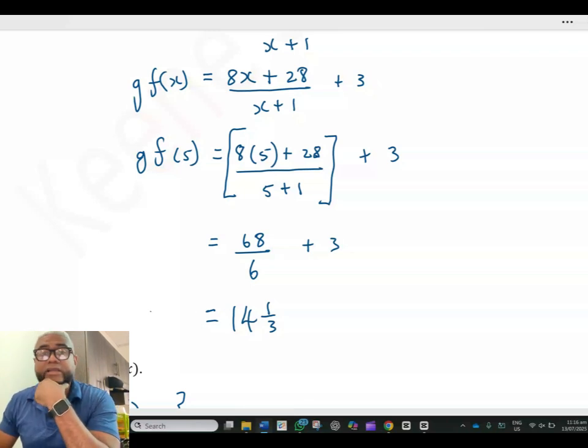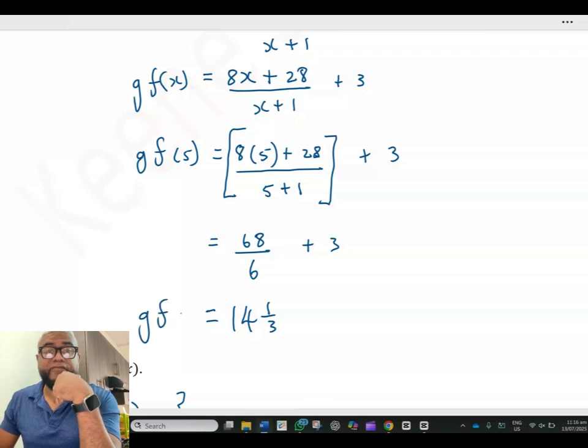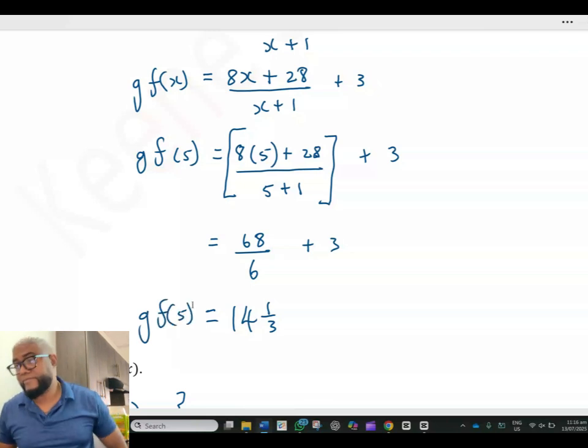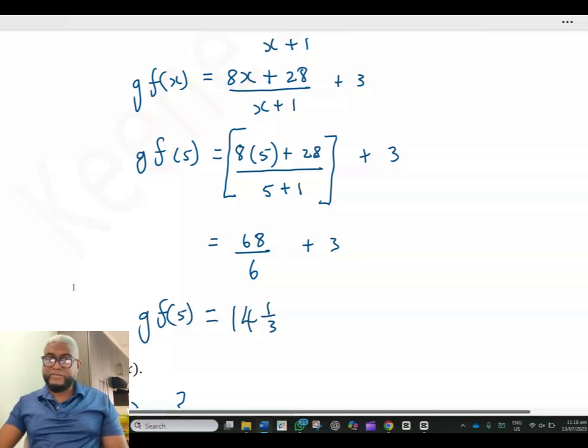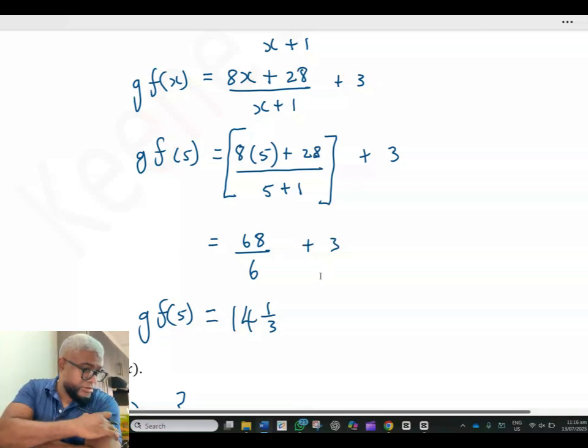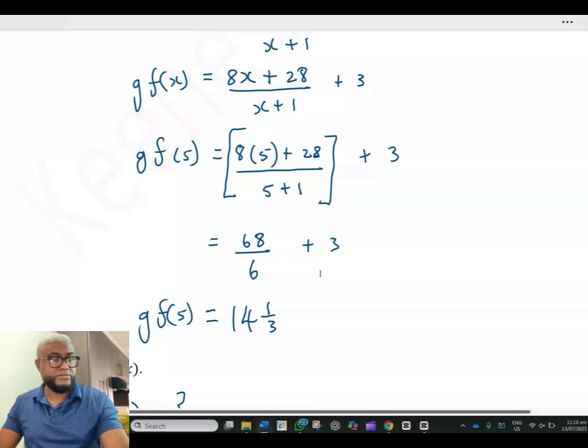So this here what we found is GF of 5, right? So I got a different answer. What did you do different? I put 68 divided by 6, and then add 3? No. All right, well, add the 3. I can't forget the 3. Oh, I have to add the 3.